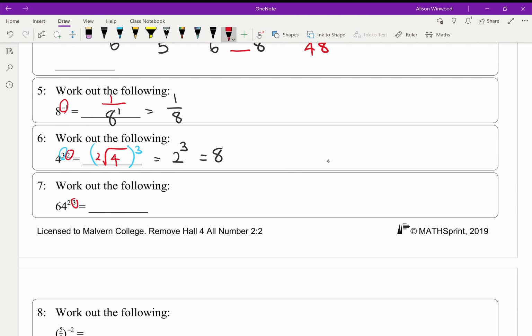So cube root of 64, then square the result. Cube root of 64 is 4, square the result is 16.